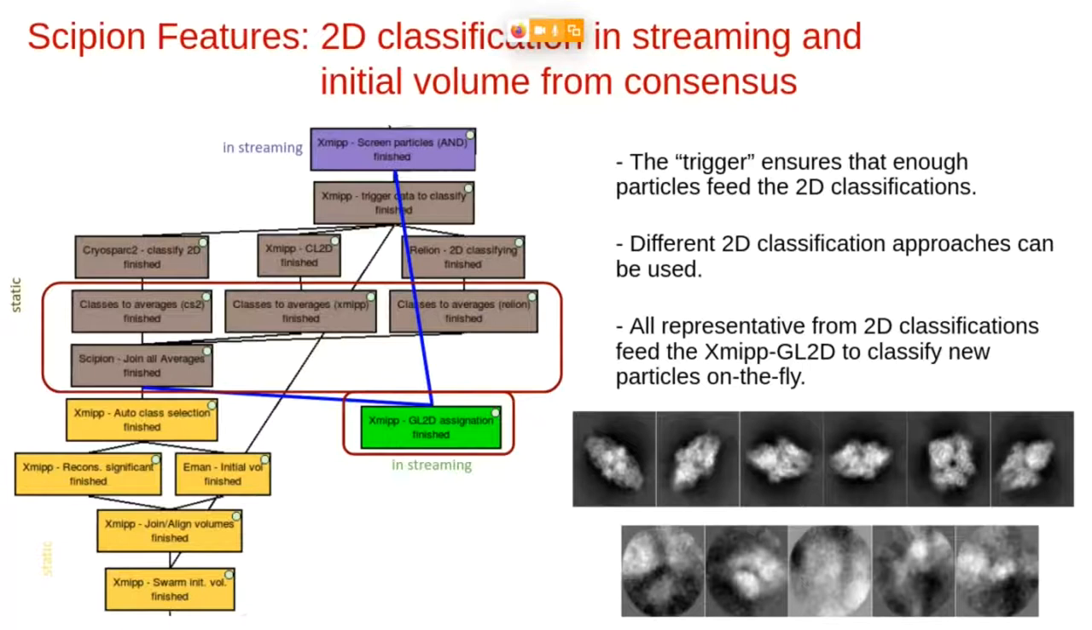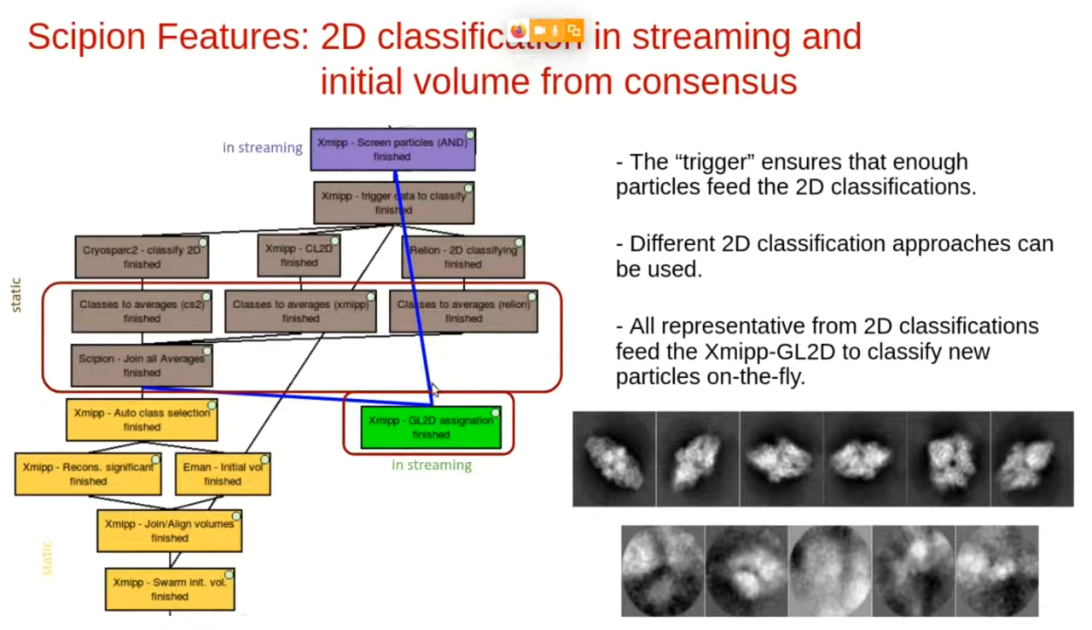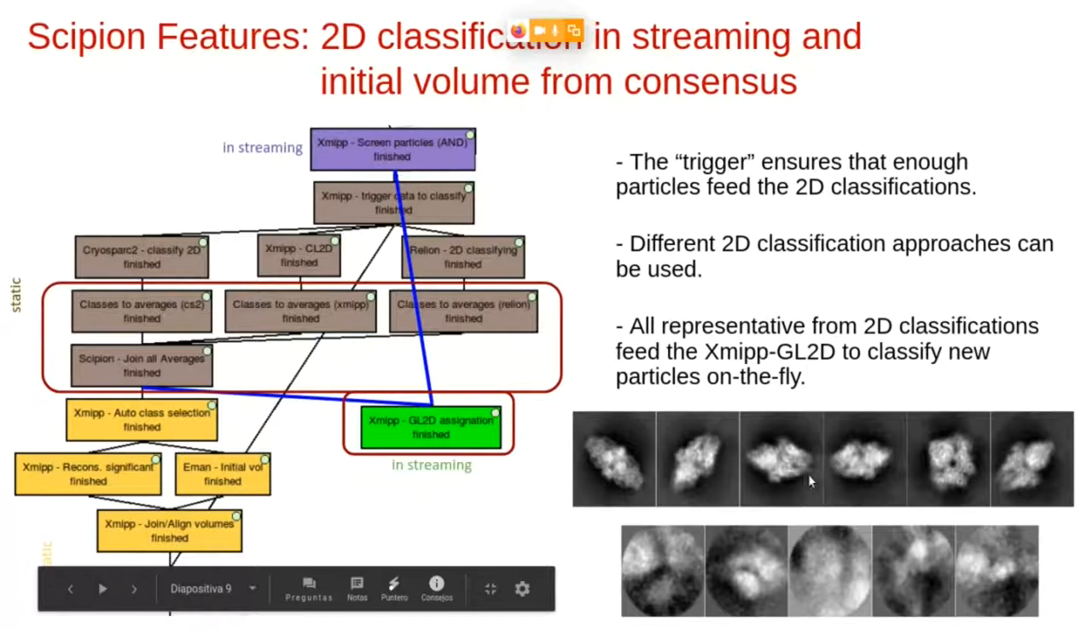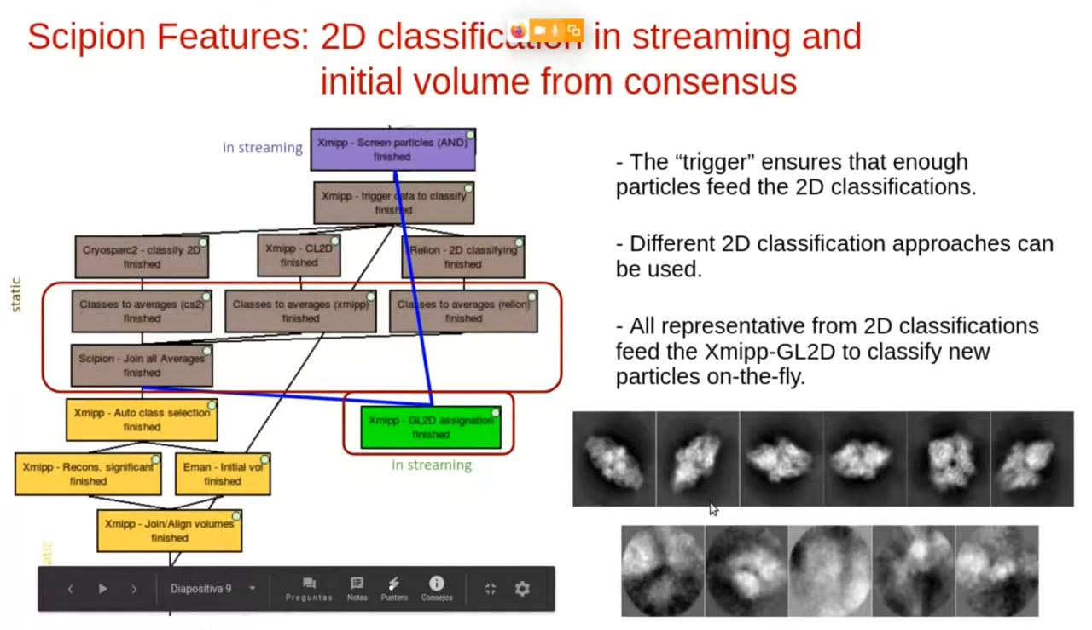So as the GL2D is classifying during the whole acquisition, we can monitor the population of these classes. If we suddenly see that the population of the bad classes is increasing more than the good classes, this can mean that we are acquiring data in a bad region of the grid, or over the ice, or whatever. This introduces a quality check on our acquisition.